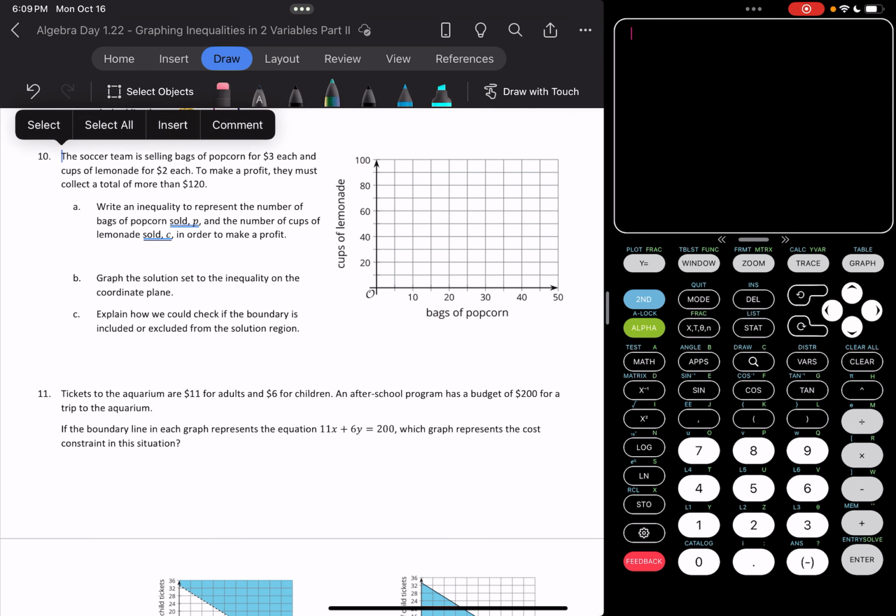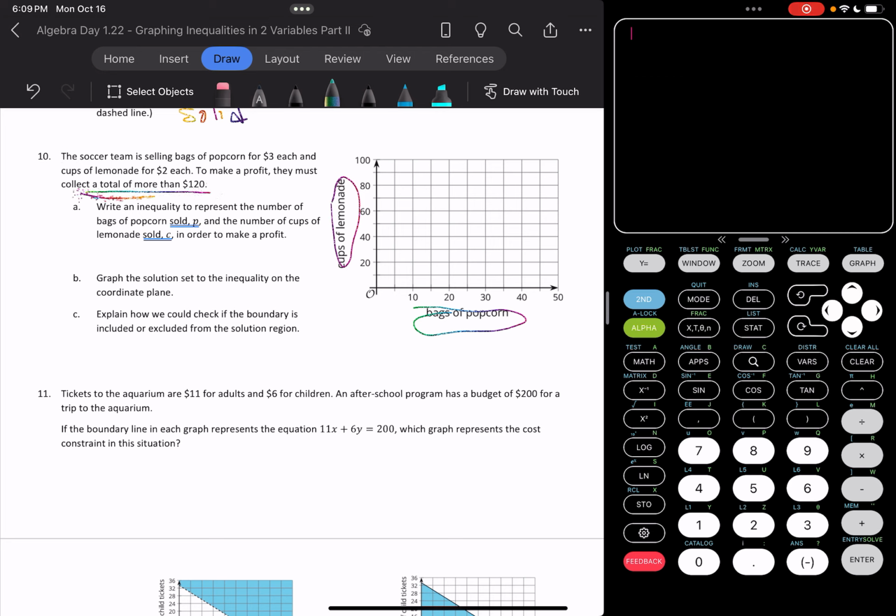Number 10 or 2, whatever you want to call it. The soccer team is selling bags of popcorn for $3 each. Bags of popcorn are on the x-axis, so those are our x, and cups of lemonade for $2 each. To make a profit, they must collect a total of more than 120. We're looking at more than, not at least 120, but more than. So write an inequality, and it says to use P and C. We'll go ahead and use P and C, but remember that popcorn is X and lemonade is Y.